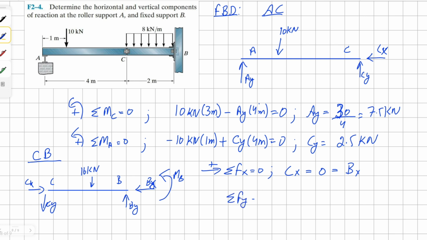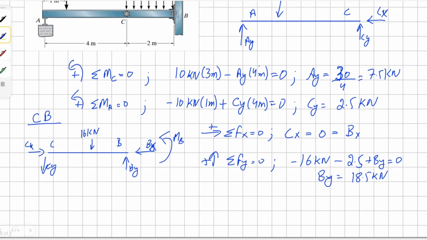We can sum the forces in the y direction as well. Solving for that, we know that our point load will be negative, and our Cy is going to be negative 2.5. And then our By is going to be positive. Solving for these two, 16 plus 2.5 is 18.5, so 18.5 kilonewton in the positive direction for By is our answer. Okay, now that we have solved for that, we need to solve for our moment.